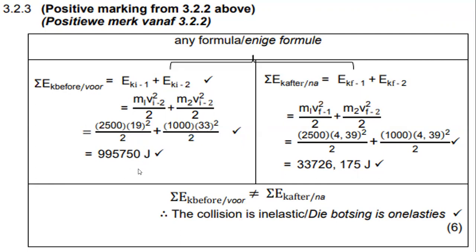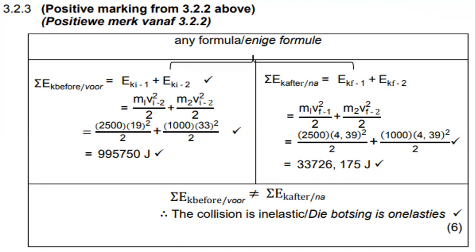And you find that it gives you 995,750 joules. Now, this is the total kinetic energy before the collision. Now, let us do it for after the collision, and you can see that these calculations, you do them separately. After the collision, you will still do the kinetic energy of the truck plus the kinetic energy of the car.